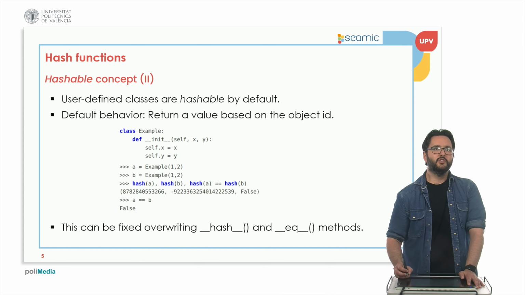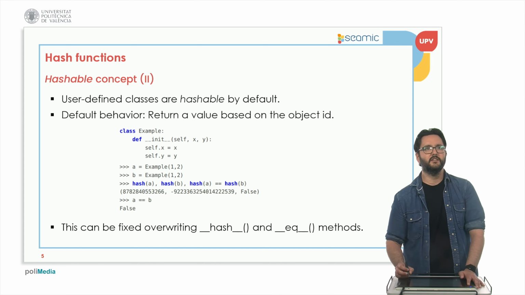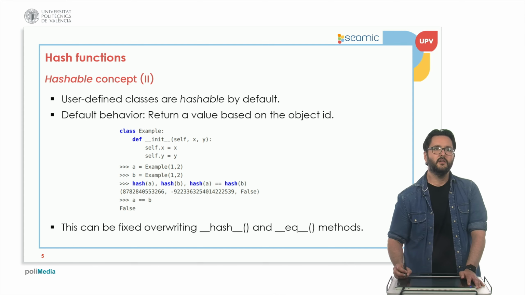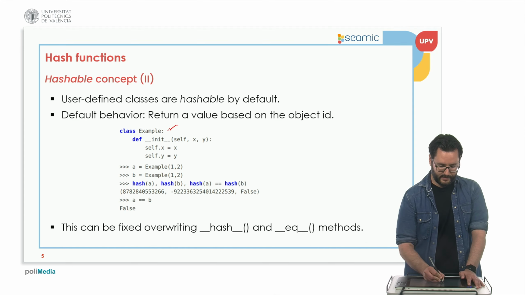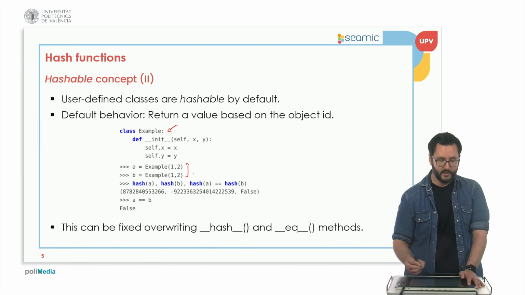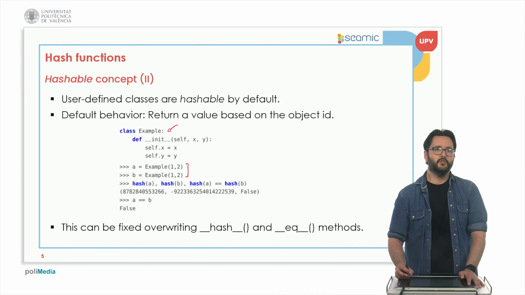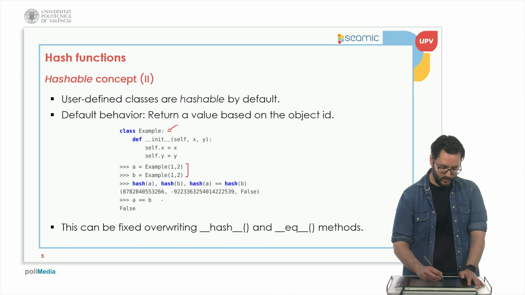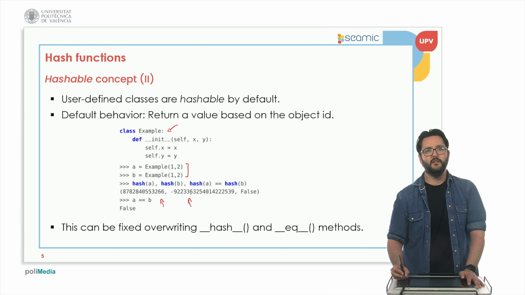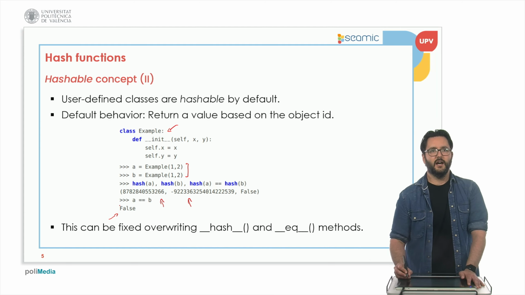Again, about this hashable concept, user-defined classes are hashable by default. In this case, for computing the hash, it uses the object ID, the ID that Python assigns to any object that is created. Here we have a class example with an X and Y. We create two instances that are equal. They contain the same information, but if we compute the hash code for each one, it is different, and in fact the equals method gives us a false.